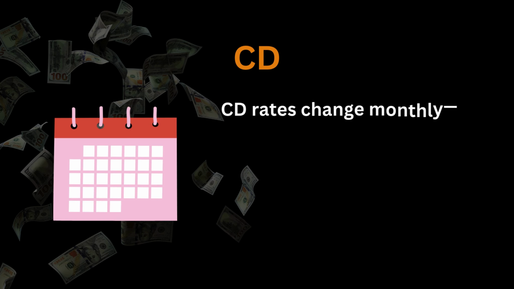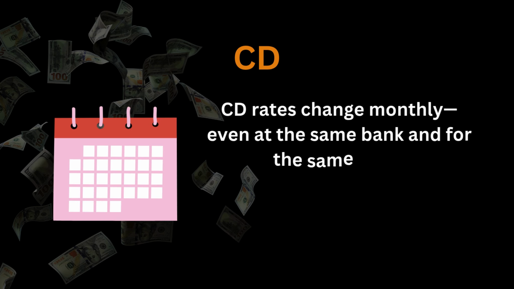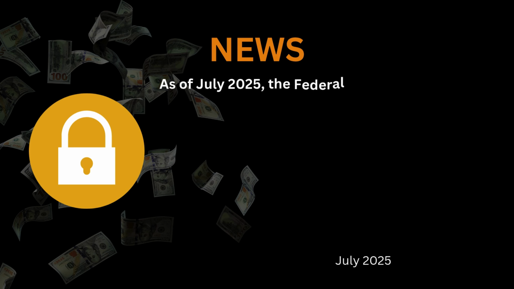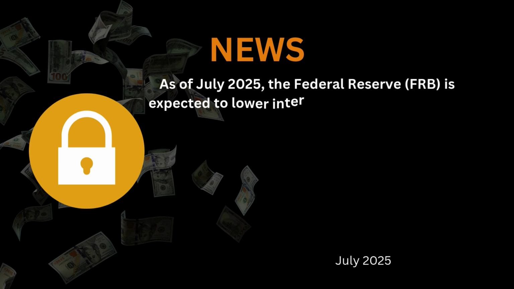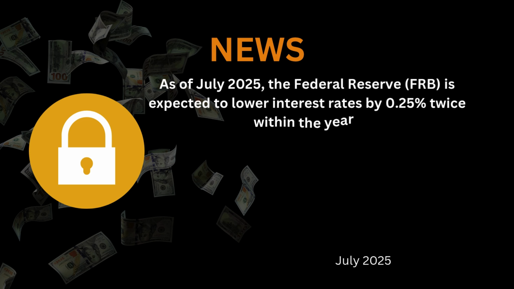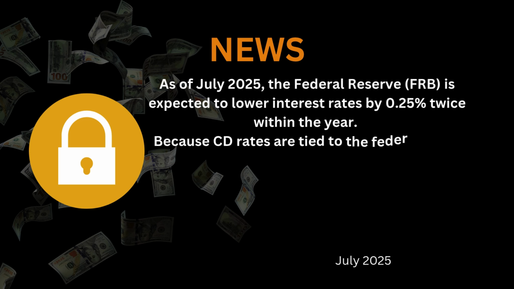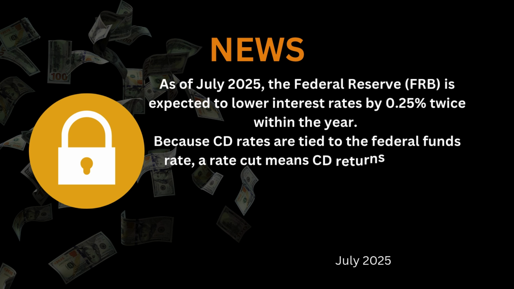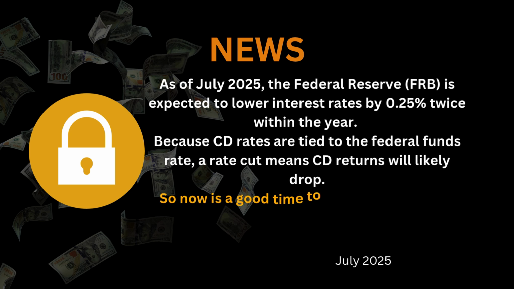CD rates change monthly, even at the same bank and for the same term. For example, a 3-month CD may offer 3% interest in January, then 4% in February, or 2%. Timing can matter. As of July 2025, the Federal Reserve (FRB) is expected to lower interest rates by 0.25% twice within the year. Because CD rates are tied to the federal funds rate, a rate cut means CD returns will likely drop, so now is a good time to lock in higher rates.